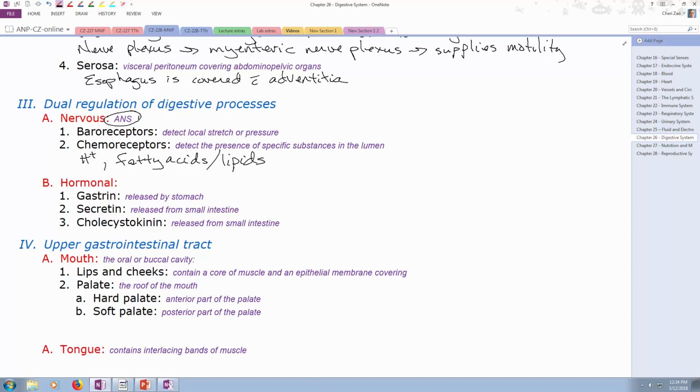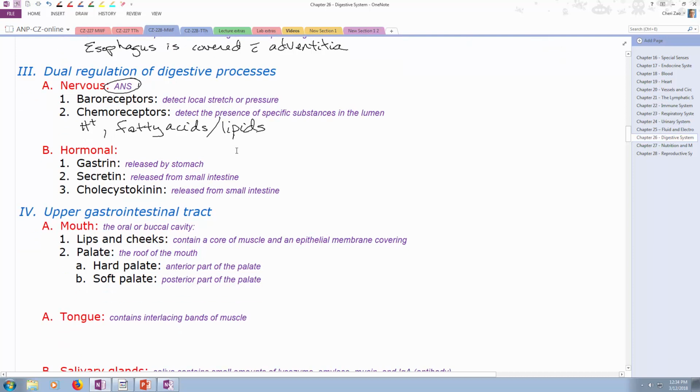Hormonal. So what this is talking about is that a hormone is going to be released that's going to cause a digestive process. And gastrin is a hormone that's released by the stomach, and guess what it does? It causes an increase in gastric juices. And so when I say gastric juices, that's going to be hydrochloric acid, and we're also going to learn about pepsin too in just a moment.